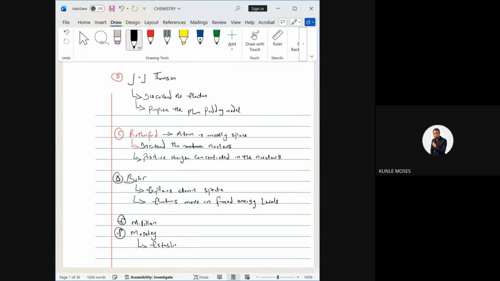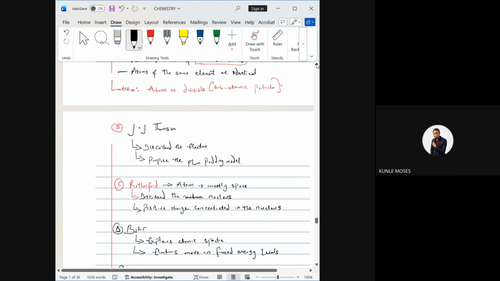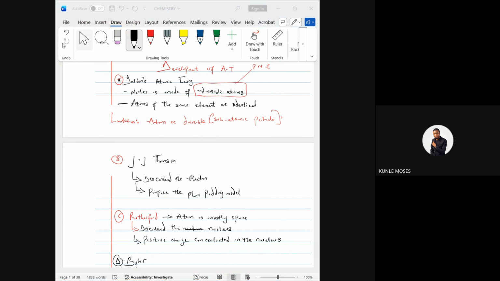Established atomic number. I shortened atomic number to AN. Please write it in full, as the basis of the periodic table. So I don't think they can ask for any other scientists apart from these. Determined the charge of an electron. So everybody, check these 6 scientists and quickly go through their theories.